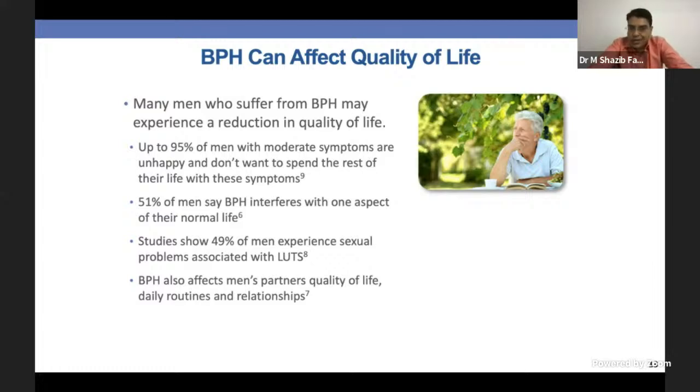Another study showed that about 50% of men suffering from BPH have symptoms that interfere with one or other aspect of their normal life. Studies have shown that about 50% of men experience sexual problems associated with lower urinary tract symptoms. And another important study showed that BPH also affects men's partner's quality of life, her daily routine, and the relationship between the two people.